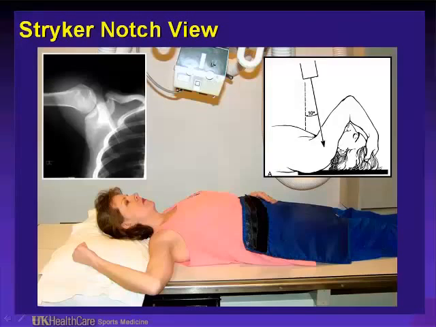This is the Stryker notch view, which I find very effective in looking for an inferior glenoid exostosis, such as in a Bennett's lesion, a thrower's exostosis. Look for AC arthritis. Look for osteoarthritis of the glenohumeral articulation with spurring in the inferior aspect of the glenoid.